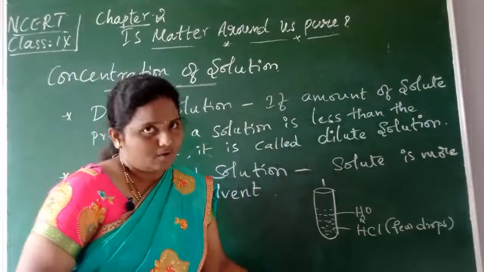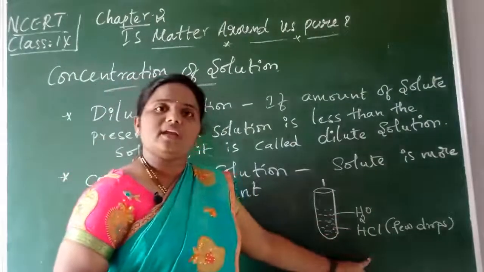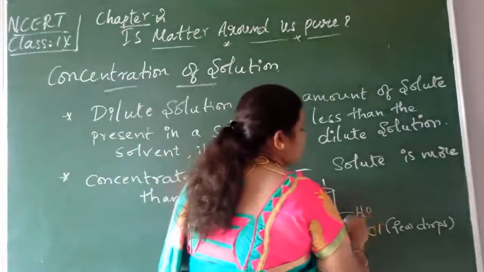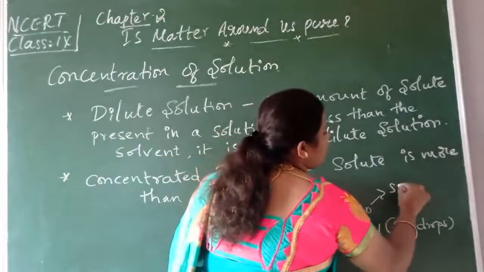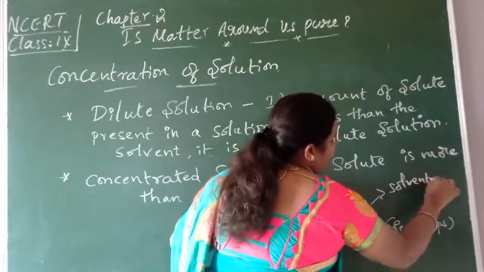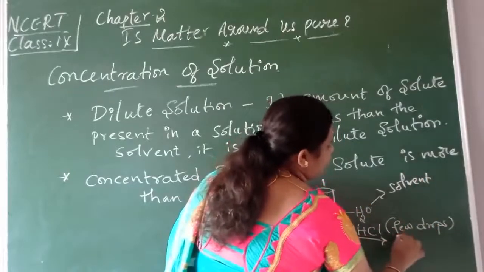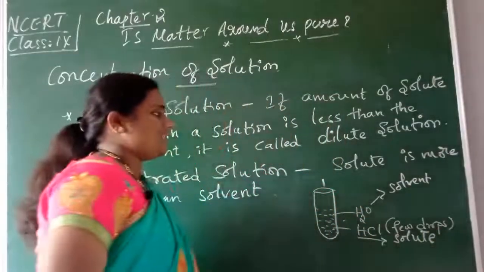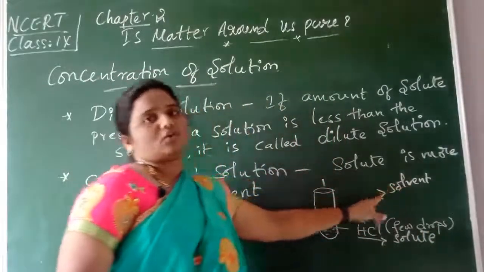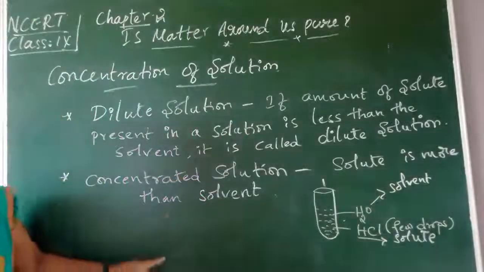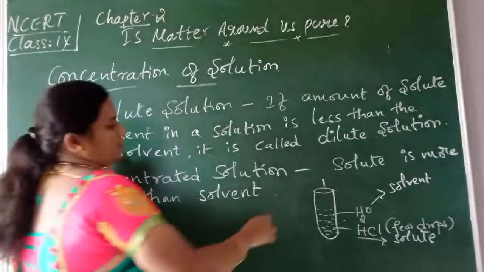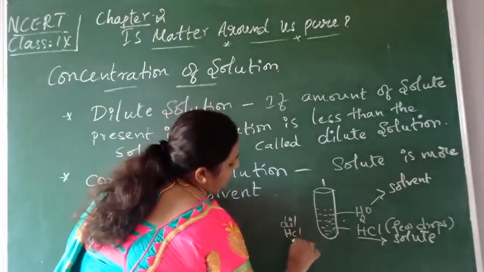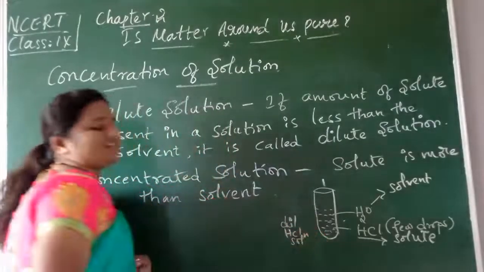If we add it to water, the water is the solvent, which is more in amount, whereas the solute is very, very less. So the huge amount of water is called the solvent, and here HCl is the solute. If this solute is present less than that of the solvent, then it is called a dilute solution. What is this now? A dilute HCl solution.